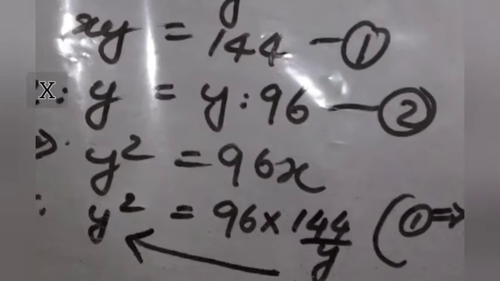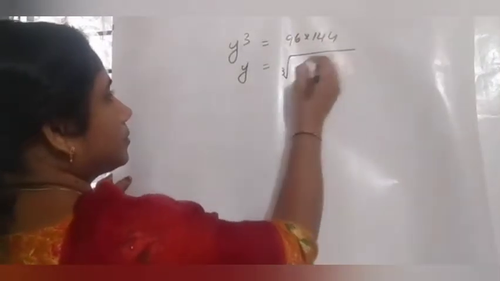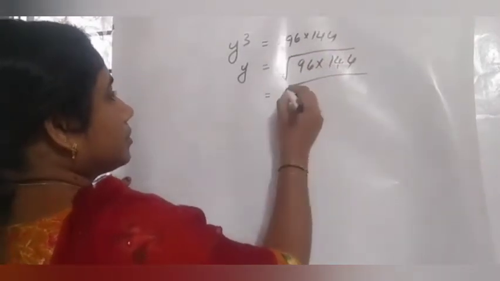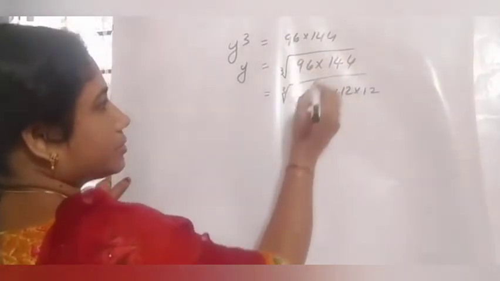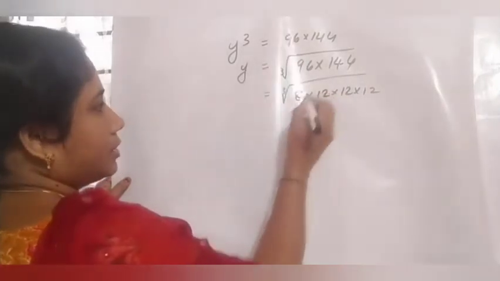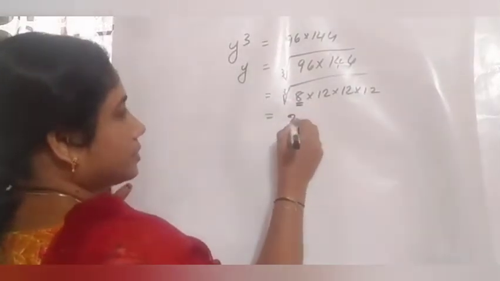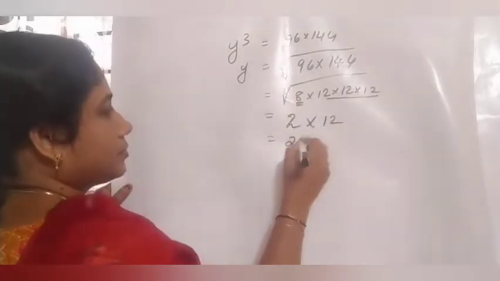is equal to 96 into 144. Let us do that. That is y cubed equals 96 into 144. So y equals the cube root of 96 into 144. 144 can be written as 12 into 12. Also 96 we can express as 12 into 8. It's easy to take the cube root, or you can do the prime factorization also, no problem. Cube root of 8 is 2 and cube root of 12 into 12 into 12 is 12. So we get y as 24.